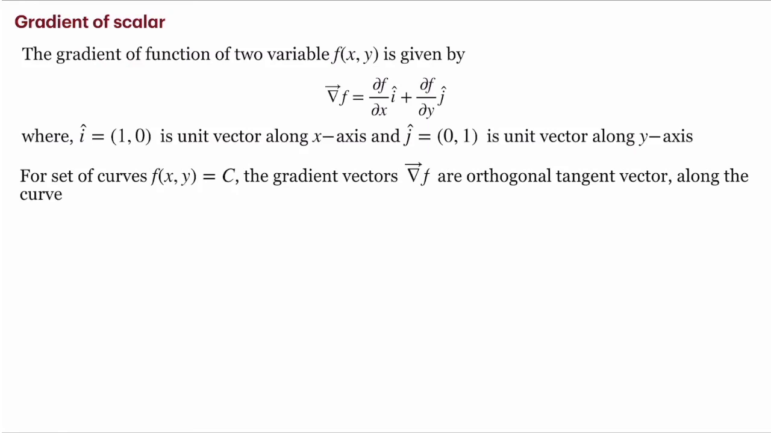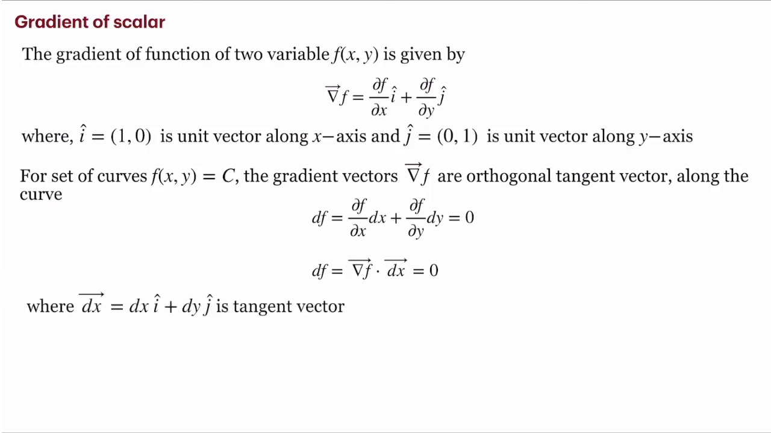For the set of curves f of xy equal to c, the gradient vector del f is orthogonal to the tangent vector along the curve. It's very easy to show that. That is essentially saying that f of xy is equal to constant, so df is equal to 0, that is, dou f by dou x into dx plus dou f by dou y into dy is equal to 0, which can be written as del f dot vector dx, where vector dx is written as dx into i cap plus dy into j cap, which is a tangent vector to the curve.